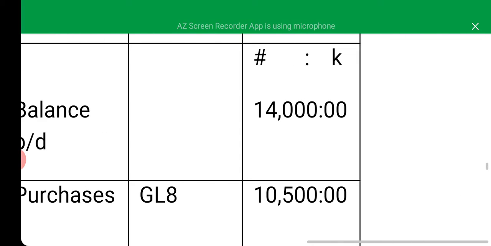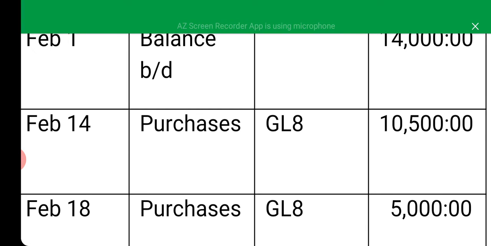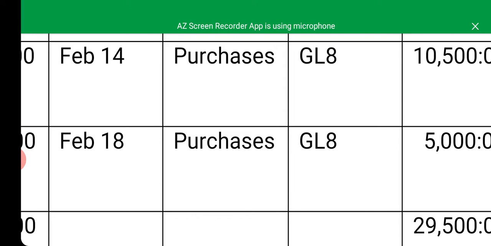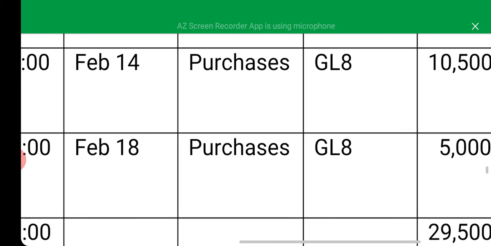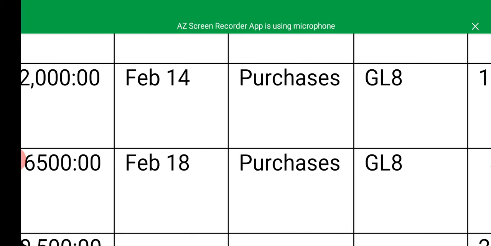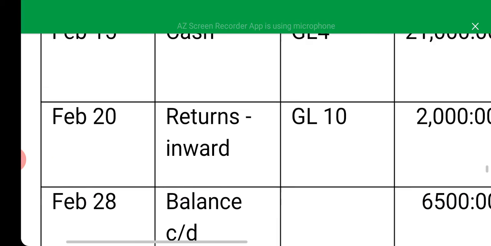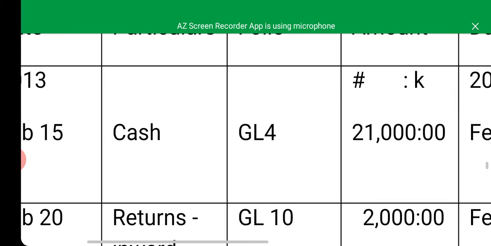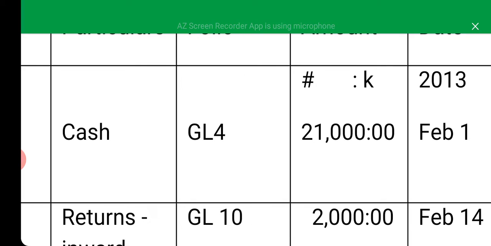On February 14, purchases were made, and this information is from General Ledger page 8, 10,500 naira. On February 14, purchases of 10,500 naira were made. The information is from General Ledger page 8. And on February 15, cash of 21,000 naira was posted to the account.